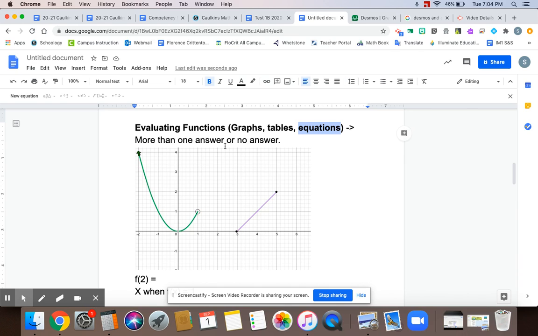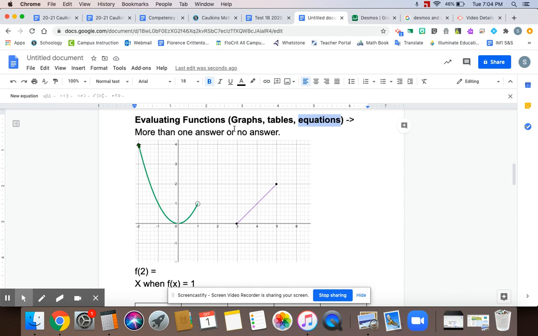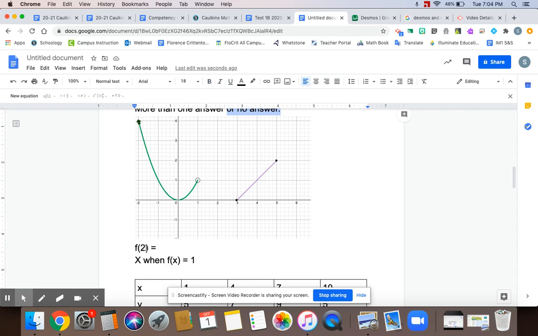For graphs and tables, one thing is that you can have more than one answer or no answer at all. For example, when this says f parentheses 2, what is the 2, the x or the y? It's the x, and what it equals is they want you to tell me the y. So when I go to where x is 2 on this graph, and then search up and down for my y, there is no graph here. There is no answer.